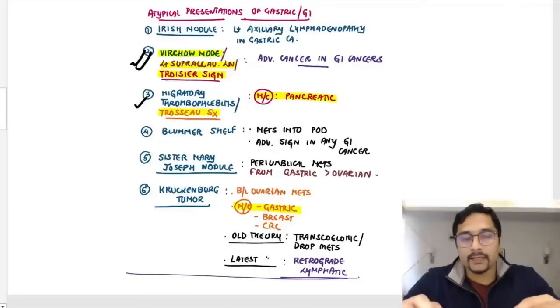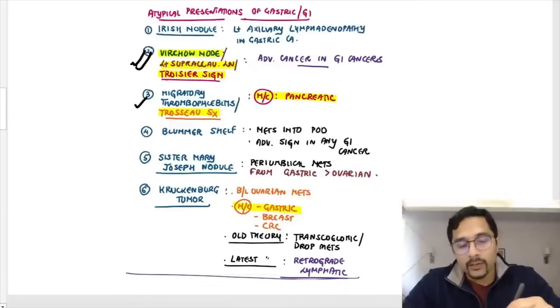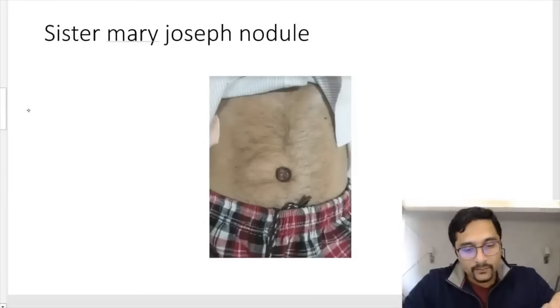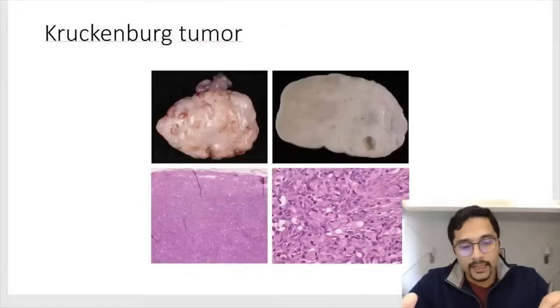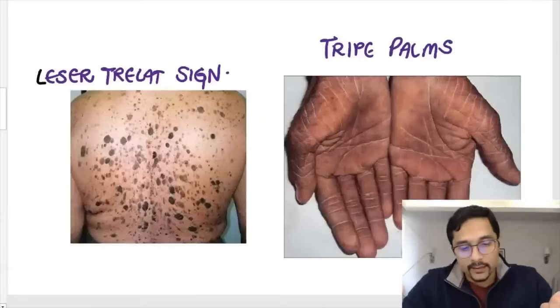Blumer shelf is metastasis into the pouch of Douglas. Sister Mary Joseph's nodule is periumbilical metastasis. And Krukenberg's tumor is bilateral ovarian metastasis, which is seen in these patients. So this is what Sister Mary Joseph's nodule looks like, periumbilical metastasis. Krukenberg's is bilateral ovarian metastasis, which can be seen in gastric or breast cancer.